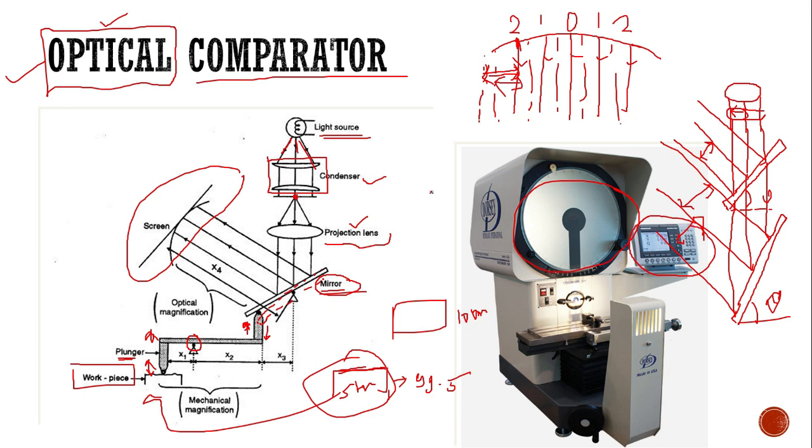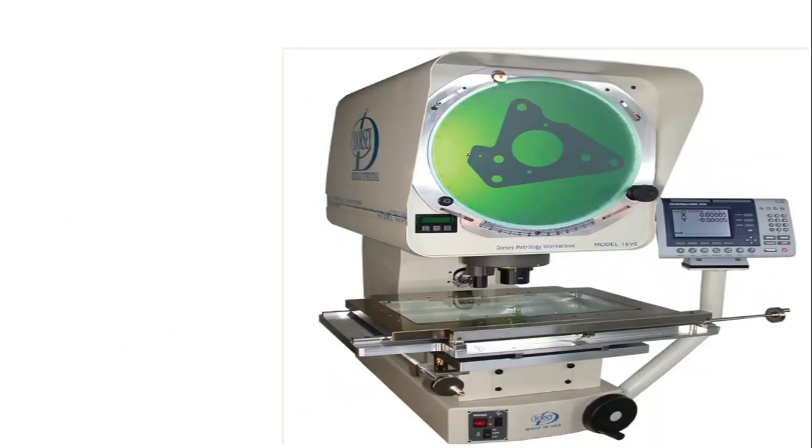And there is one other type of optical comparator. Instead of this screen, we will simply have one eyepiece. Okay, through this eyepiece you have to observe the readings instead of this display. That is the only difference. So in this way, this optical comparator will work, and you will get the comparison here.